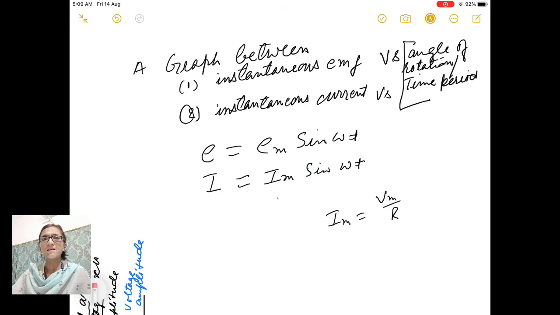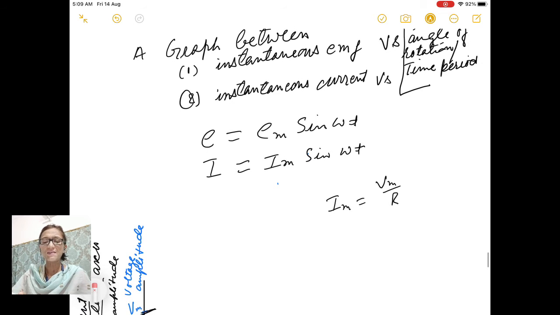One complete rotation of the coil in a magnetic field, in which it is rotated through 360 degrees, is one complete time period also. The current and alternating EMF both vary sinusoidally. So let us find the relation between sinusoidal EMF and sinusoidal current with respect to angle of rotation and time period.